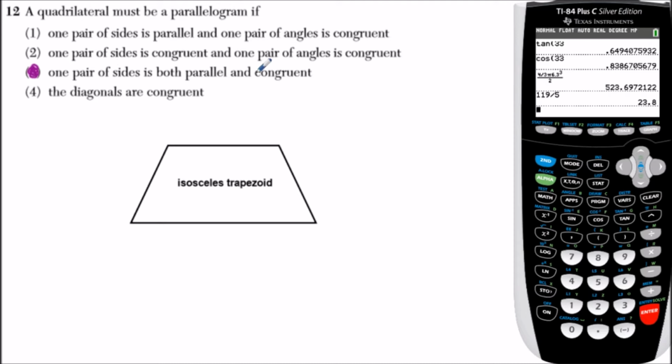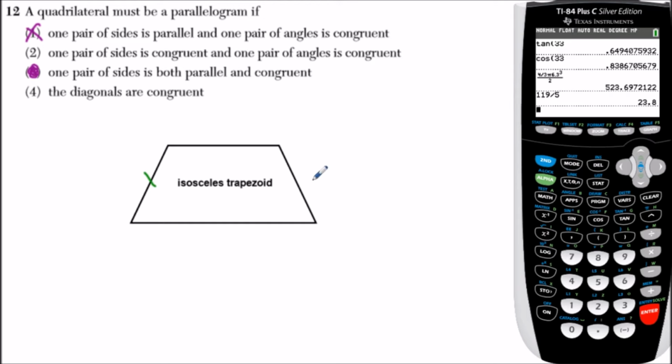But the key to doing really well on these types of tests is being able to say why the wrong answers are wrong. So why is 1 no good? If only one pair of sides are parallel and one pair of angles are congruent, so in this case here, we have parallel sides and a pair of congruent angles. But this is an isosceles trapezoid, which is not a parallelogram. So 1 is out.